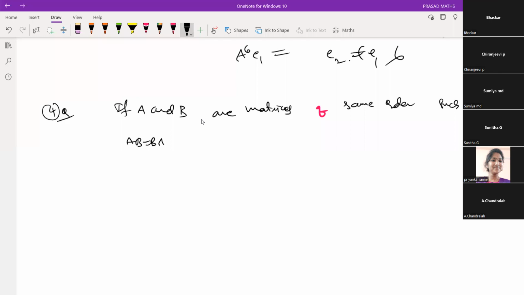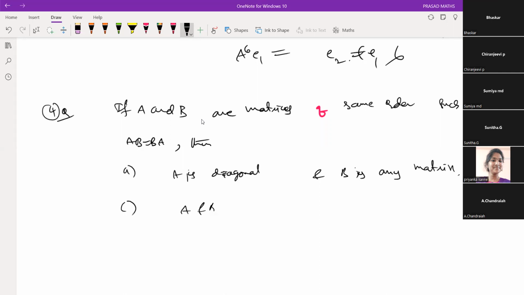AB is equal to BA. Then option A: A is diagonal. Option B: A is diagonal and B is any matrix. What is my C? A and B are both diagonal. What is C? Sorry, this is B. What is C? A is a scalar. B is diagonal.